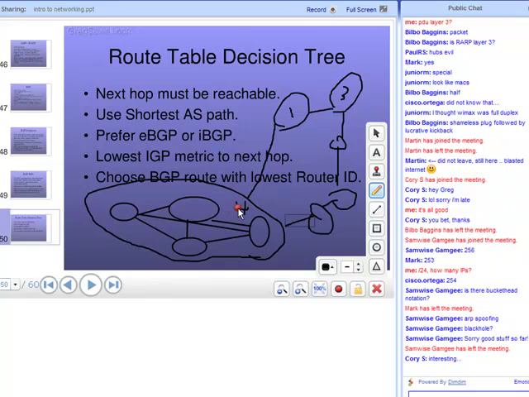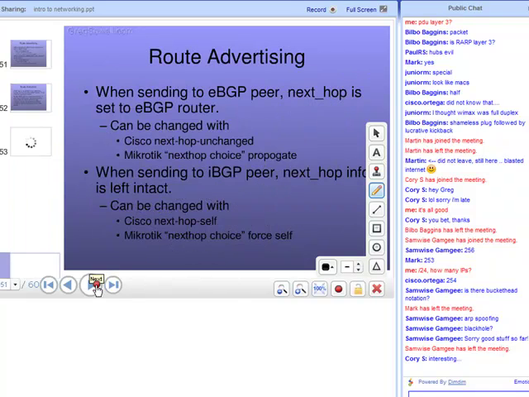Then it's going to prefer something it learned from an external neighbor as opposed to an internal neighbor. And if that still matches, it's going to go lowest IGP metric. And if those still match too, it's going to go with the one with the lowest router ID.